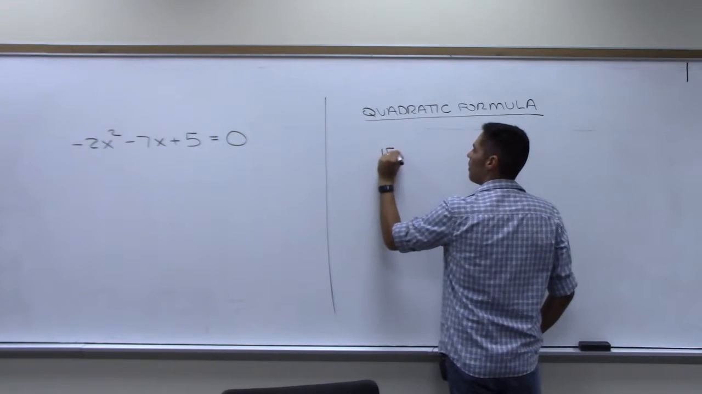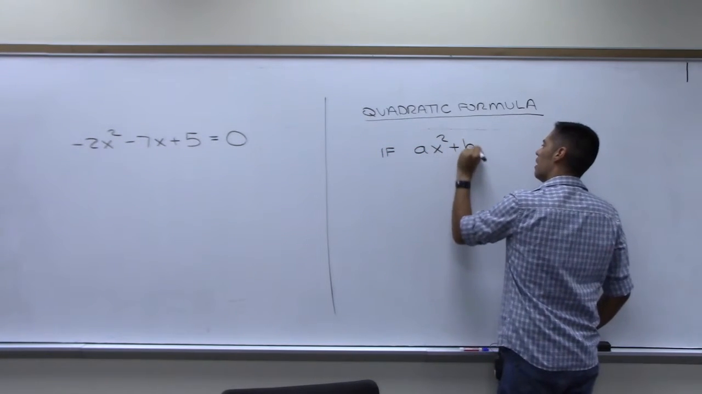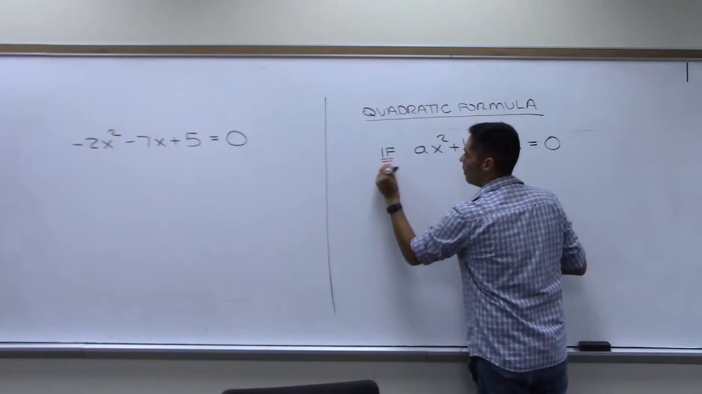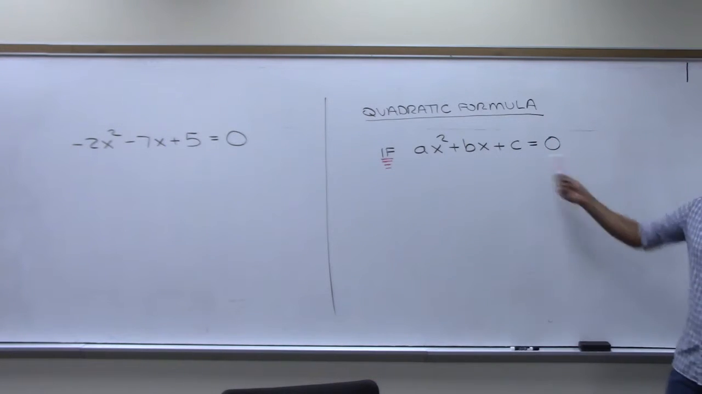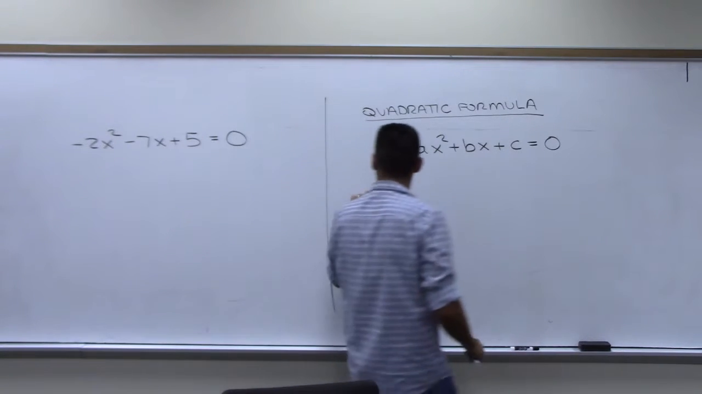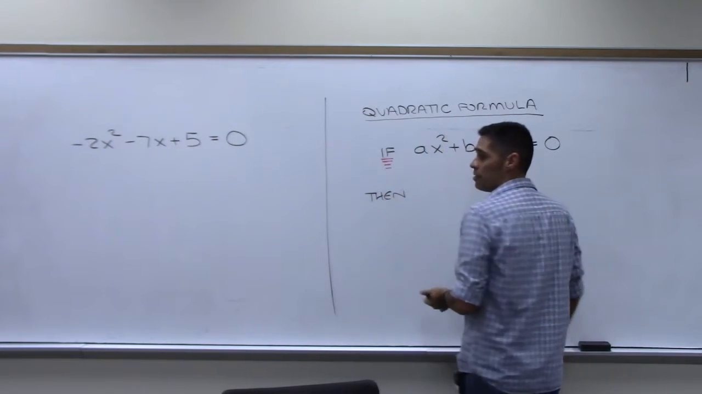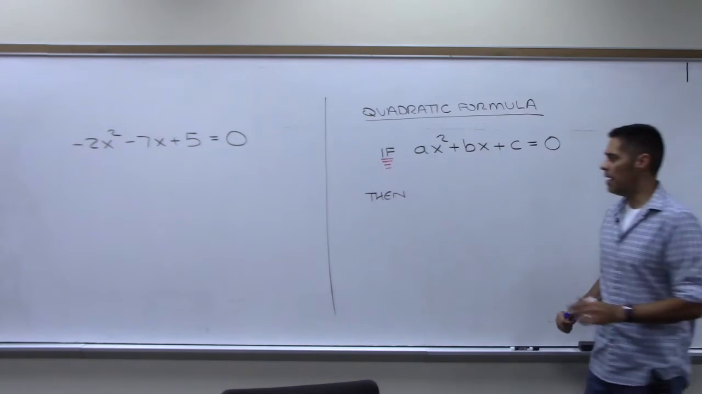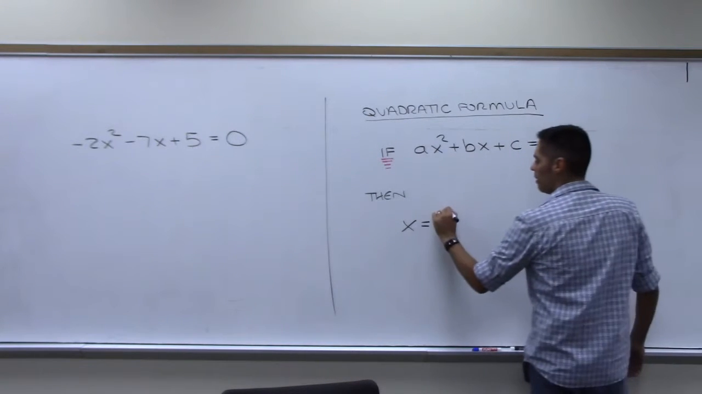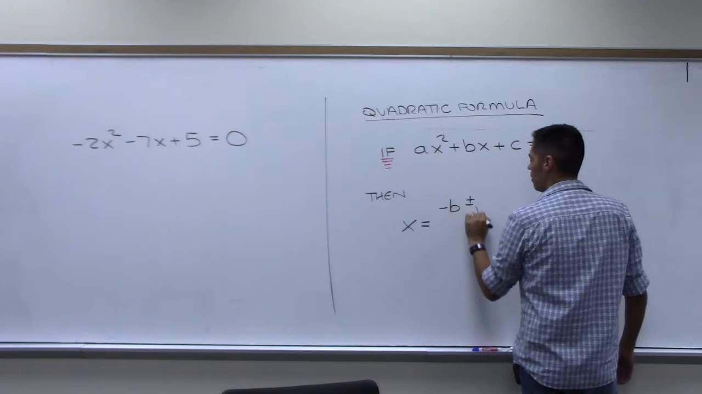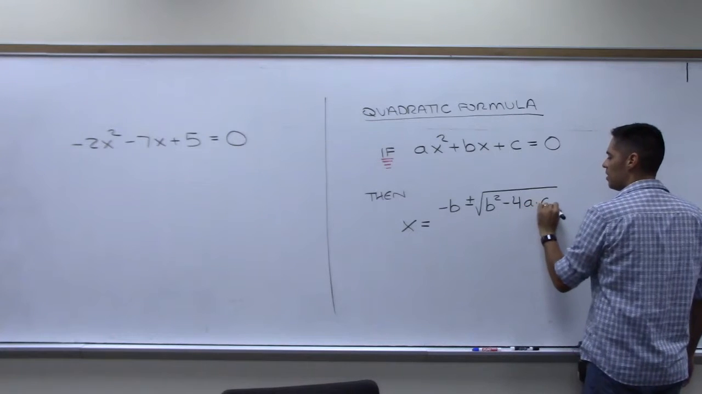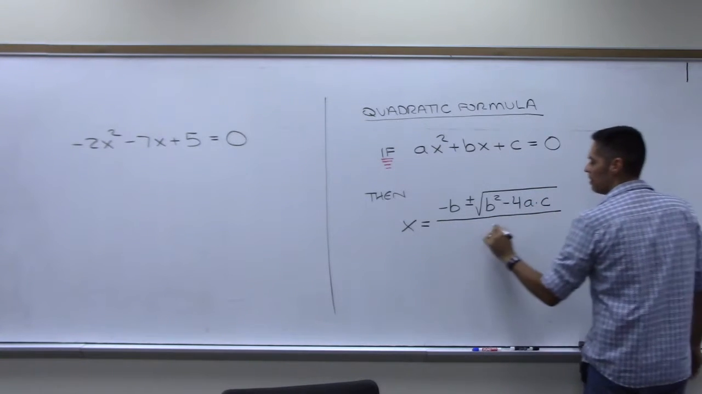All right. If you are looking at an equation that looks like this, okay? So if you have that equation, which we do, right? We have an equation that looks like that. Then the answers, okay? There will be 2 answers. They are x equals, and then here's what they'll be. Negative b plus or minus the square root of b squared minus 4 times a times c, the entire quantity divided by 2 times a.